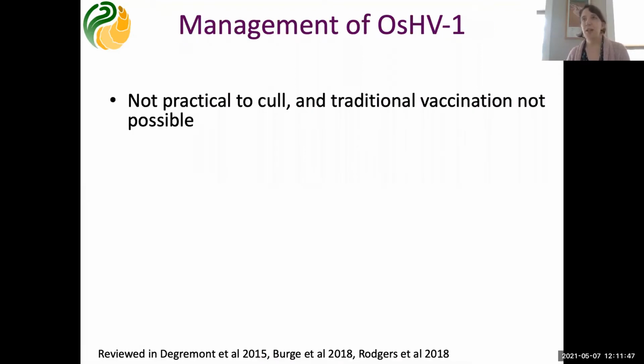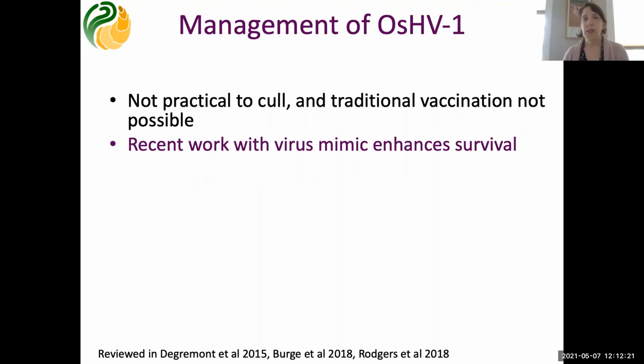So in fact, how do you manage OsHV-1? Well, it's really not practical to cull the oysters, and we don't honestly know what the vector or the ultimate host is that leads to transmission yearly. And because oysters lack an adaptive immune system and only have an innate immune system, traditional vaccination is not possible. They lack the B cells and the memory cells. You might also imagine it would be really difficult to vaccinate all of those tiny little oysters as well. Recent work has indicated a virus mimic does enhance survival, but the long-term health effects are not well understood.